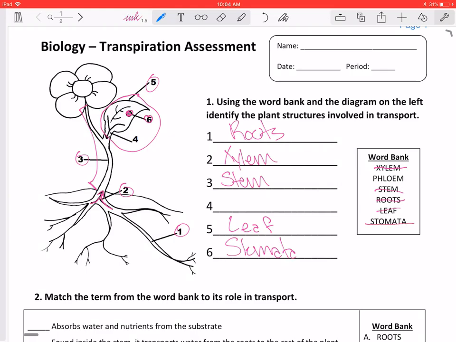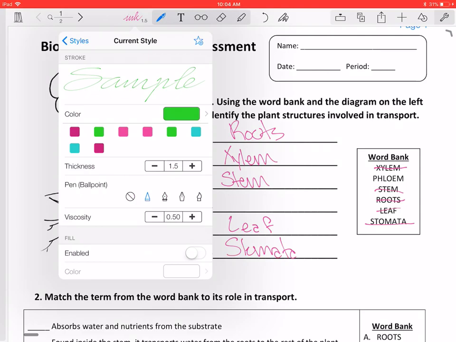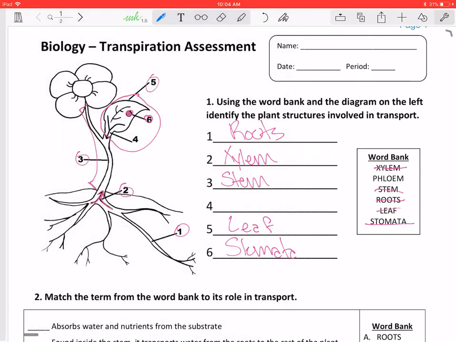And then finally, looking at this structure 4, so this arrow representing this flow out of the leaf, that's going to represent our phloem. That's transporting that glucose to wherever that plant needs it. Okay, guys, so again, this is just simply identifying those structures on the plant.